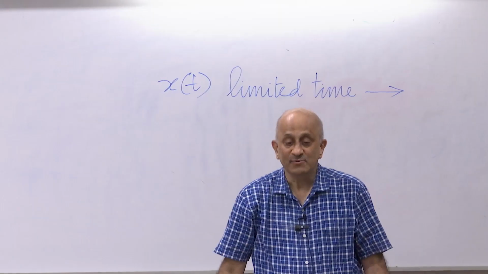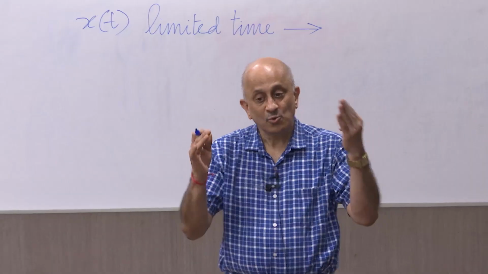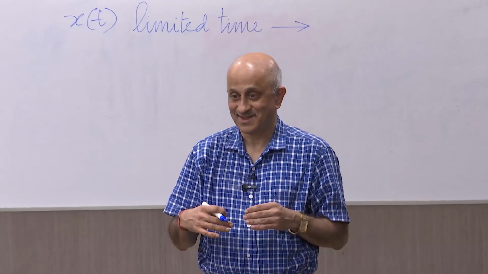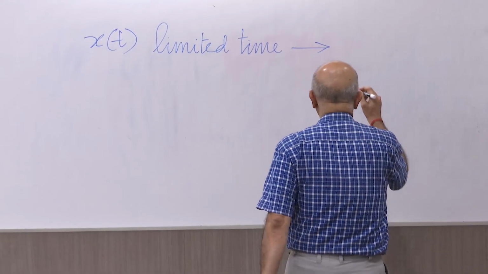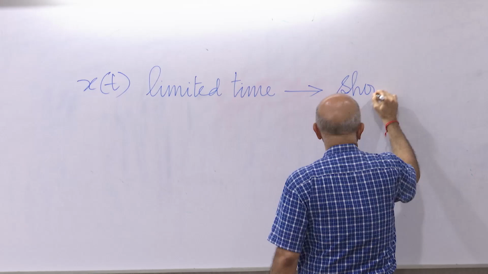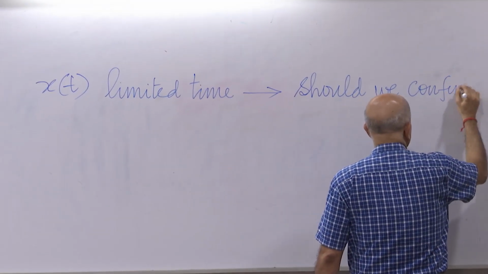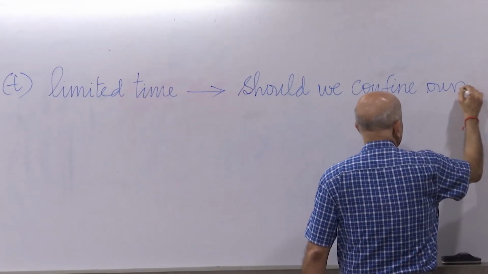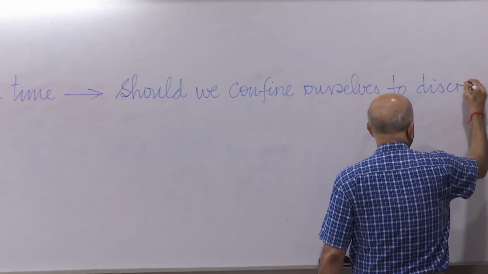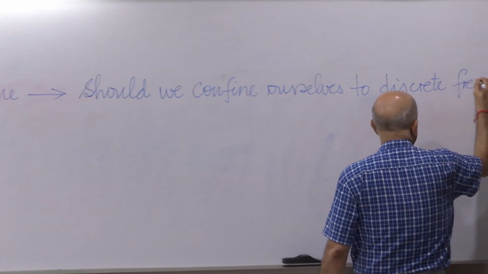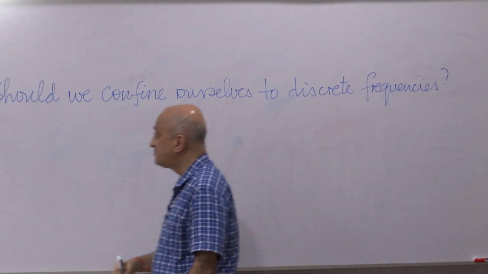Then, should you be using the Fourier transform, or should you instead use only a part of the Fourier transform? Should you use only certain frequencies? Should we confine ourselves to discrete frequencies? Okay, that's one thing.